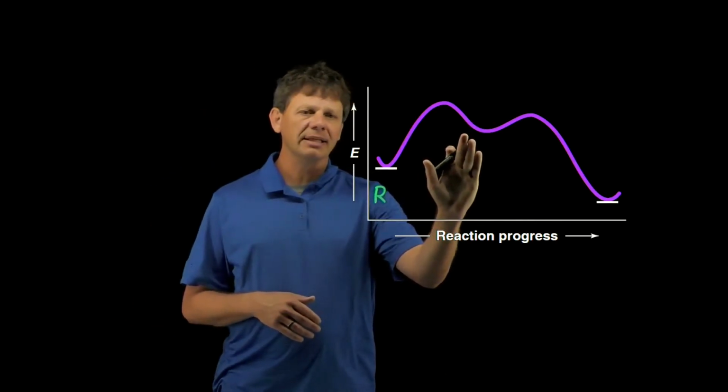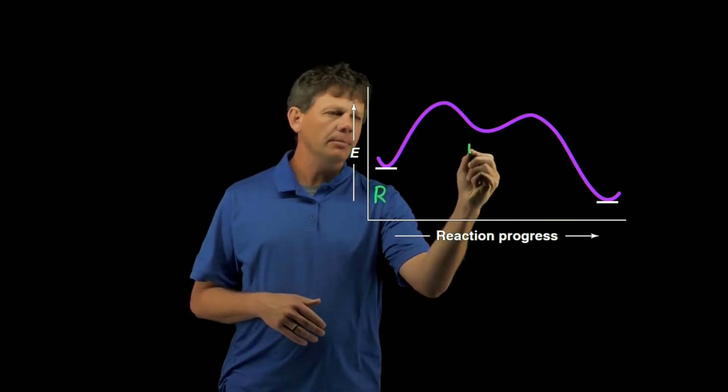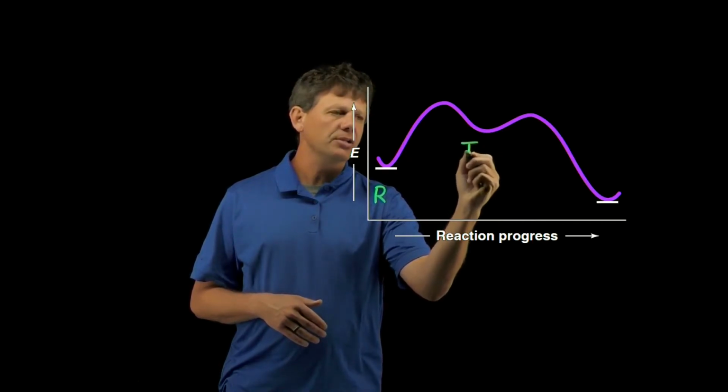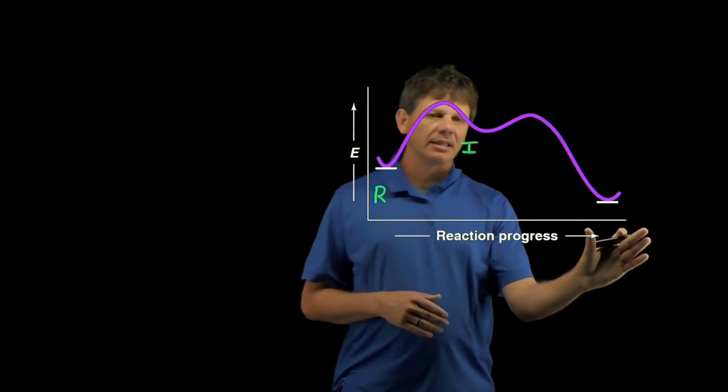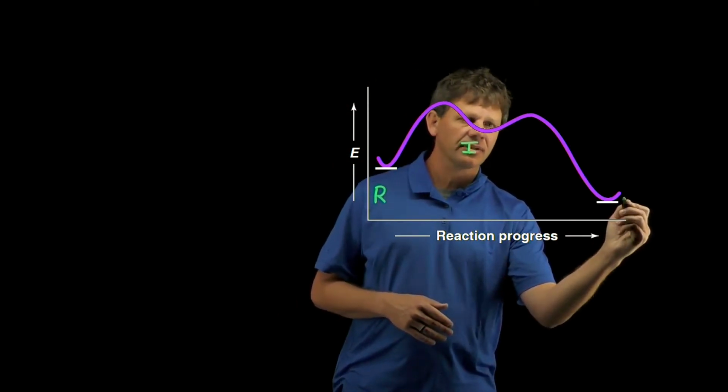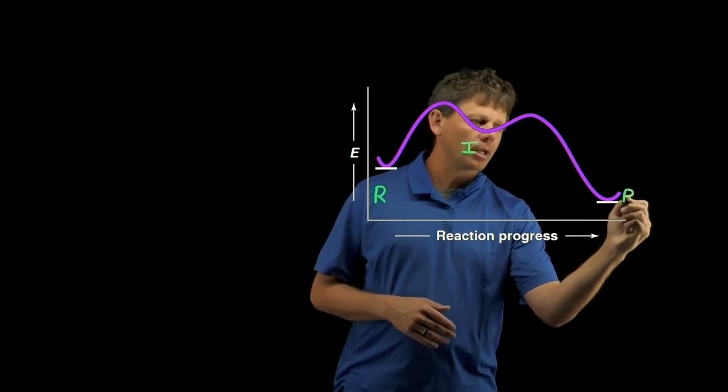Where we have the valley here is going to be the intermediate because it's not the finish of the reaction. That's going to be our intermediate. And the last valley over here, where the reaction finishes, is going to be our product.